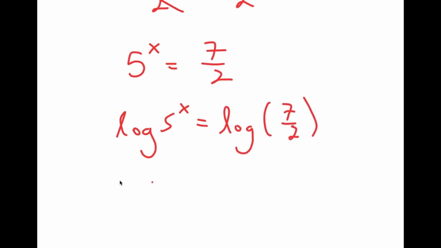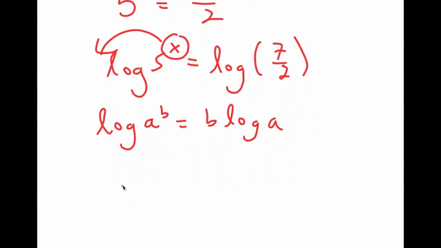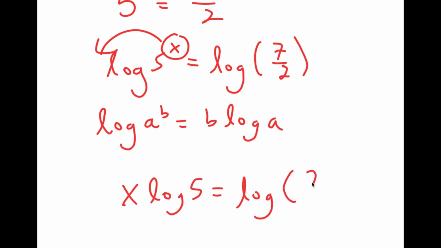And if I have something in the form log a to the power of b, this is equal to b times log a. So in this case, I can move x to the front. So I get x times log 5 is equal to log of 7 over 2.